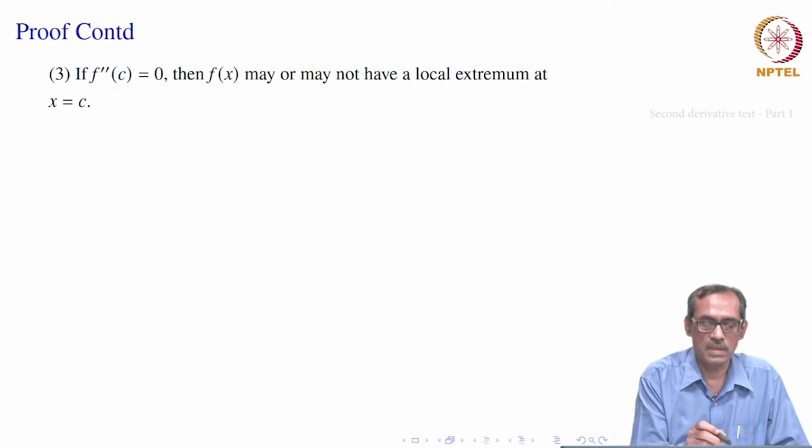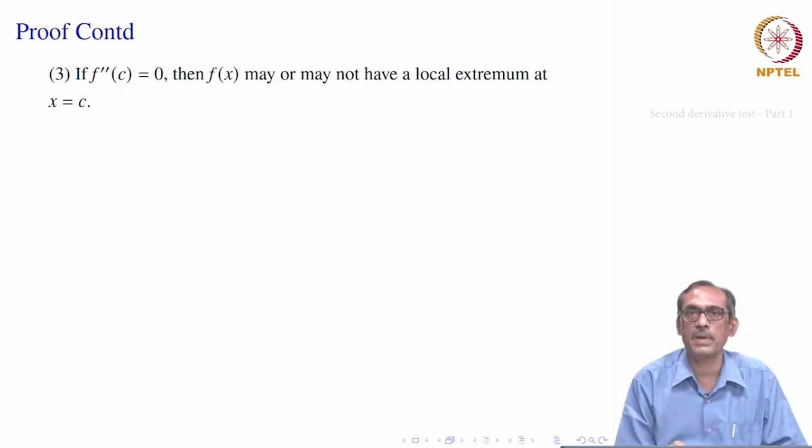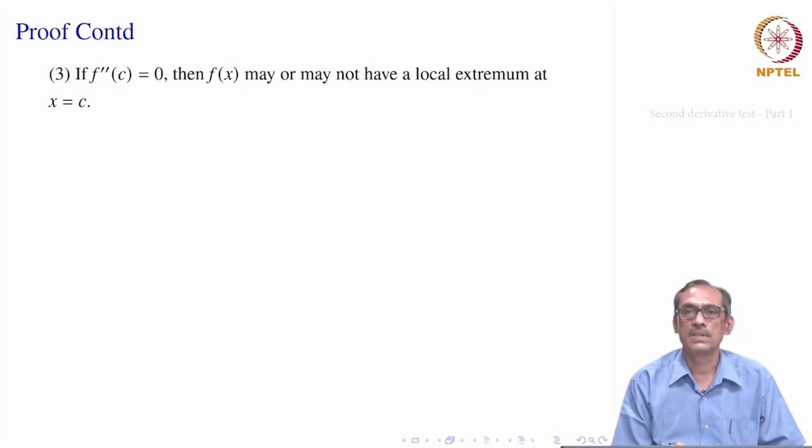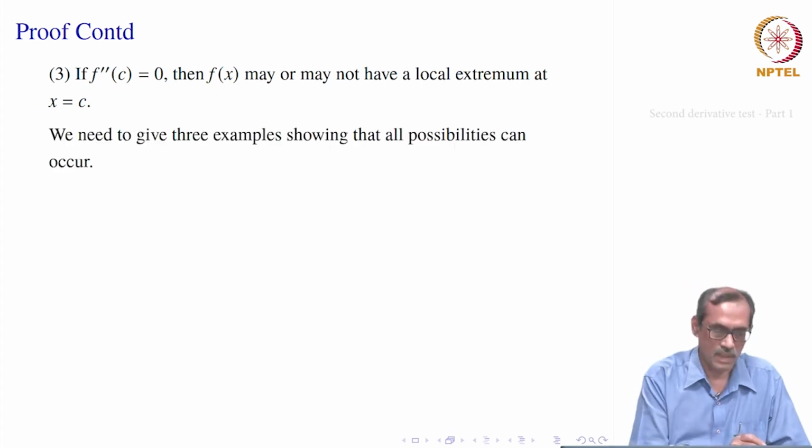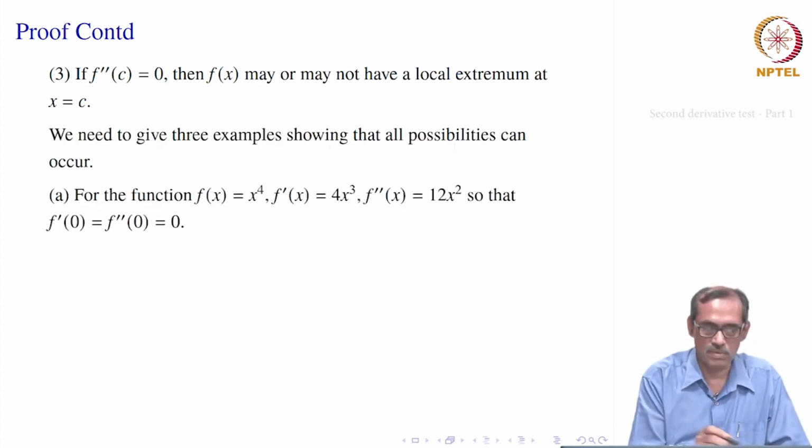We come to 3. The third one says that if f double prime c equal to 0, then we cannot conclude anything. So, that means there will be some examples where it will be maximum, there will be some where it is minimum and there might be some where nothing can be told. It is neither a maximum nor a minimum. Okay, let us see, it is not difficult to give examples.